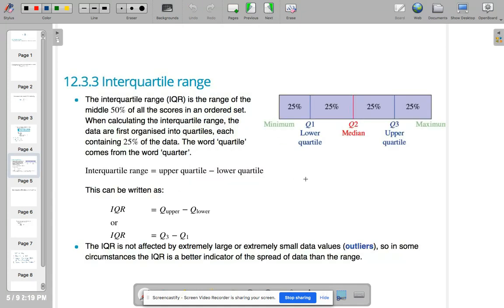Now I'm going to talk about a thing called the interquartile range. And this is going to lead up to a thing called a box plot, which we'll be looking at probably this week or next week. All right, so interquartile range.